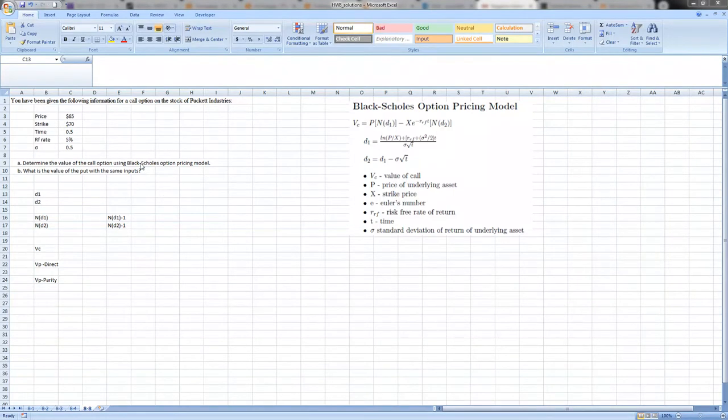You're first to determine the value of the call using the Black-Scholes option pricing model. Lastly, what is the value of the put with the same inputs?